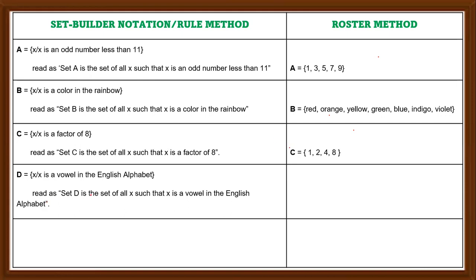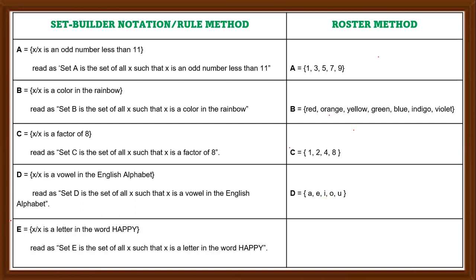Let's have letter D or set D. Read: set D is the set of all x such that x is a vowel in the English alphabet. So understood, alam na natin yung hinihingi dito sa set D. Yung element natin ay vowel. Ano-ano ba yung mga vowel natin? Ilista natin. Using the roster method, we have this set of vowels, that is A, E, I, O, U. Don't forget to capitalize the name of the set, enclosed by braces and separated by comma.